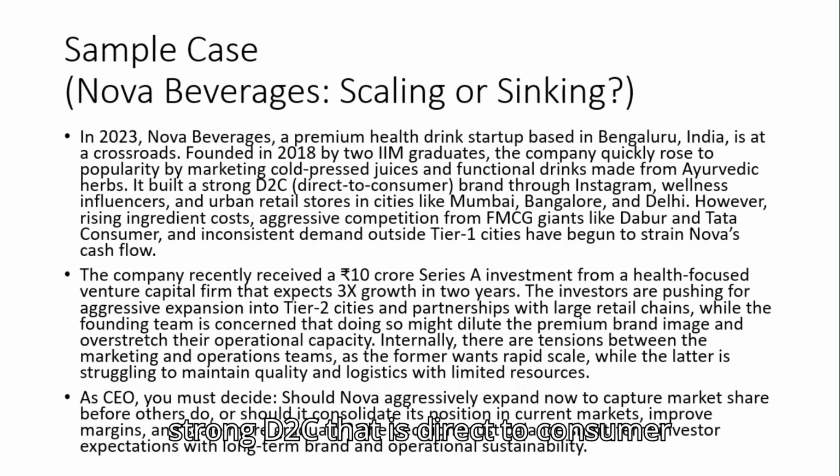It built a strong D2C, that is direct-to-consumer, brand through Instagram, wellness influencers, and urban retail stores in cities like Mumbai, Bangalore, etc. However, rising ingredient costs, aggressive competition from FMCG giants like Dabur, etc., and inconsistent demand outside Tier 1 cities have begun to strain the company's cash flow.